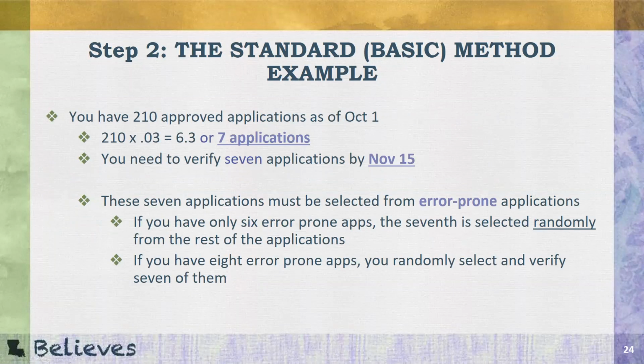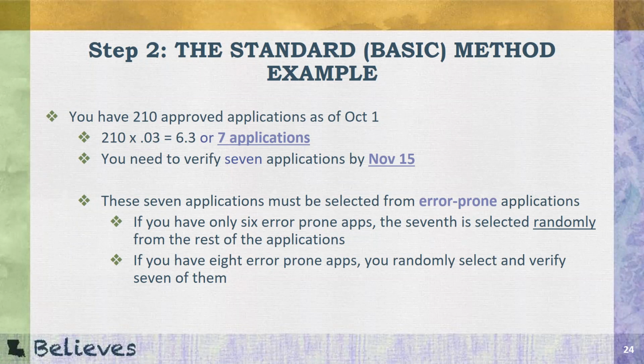You have 210 approved applications on October 1st. 210 times 0.03, which is equivalent to 3%, equals 6.3, or 7 applications. Remember to always round up to the nearest whole number. You will need to verify 7 applications by November 15th. These 7 applications must be selected from error-prone applications.